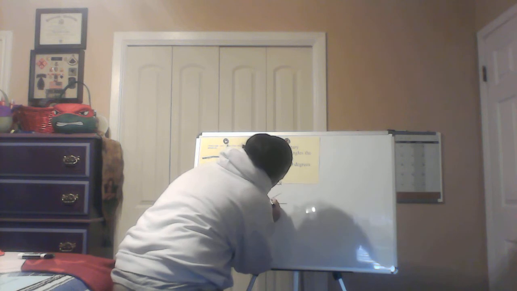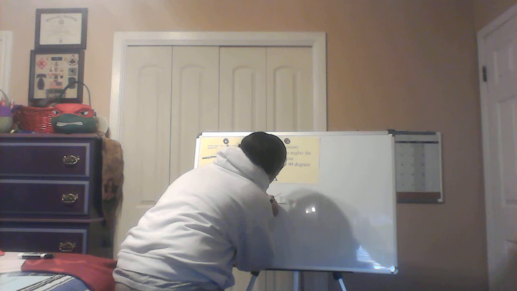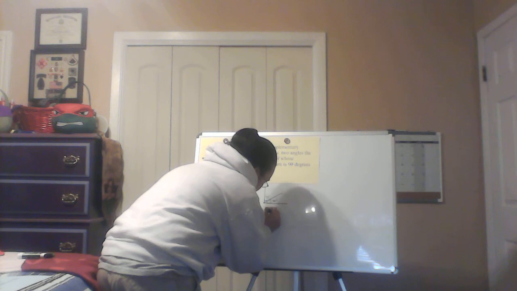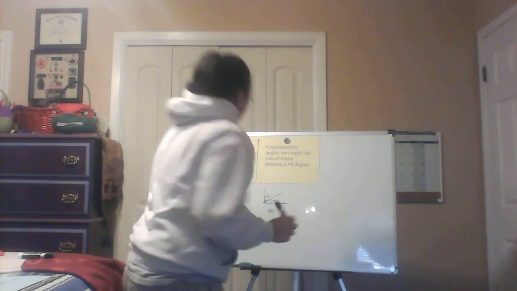You see that's 20 degrees. It's going to be 70 degrees. So when I add those together, it's going to be 90 degrees. That's going to make it a complementary angle. It's two angles whose measures sum to 90 degrees.